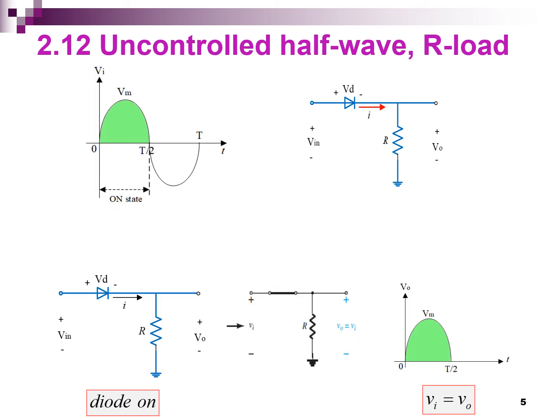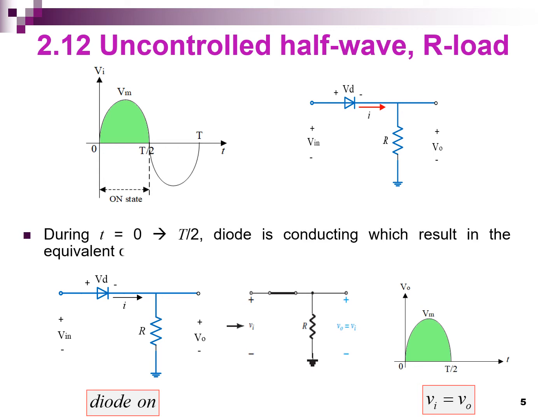Now let's look at how the uncontrolled half wave rectifier operates, and we will start with the positive half cycle first. During t equal to 0 to T over 2, during the first half cycle, the diode is on and starts conducting, which results in the equivalent circuit here. When the diode is conducting, current can flow. So we get the output voltage here where V in equals V out.